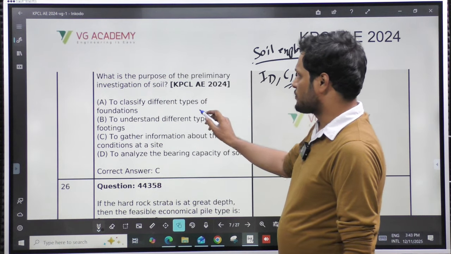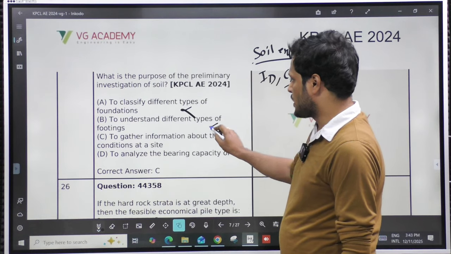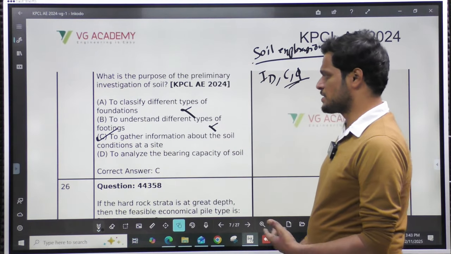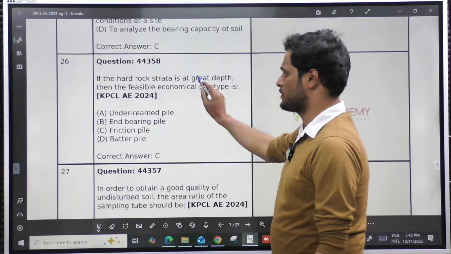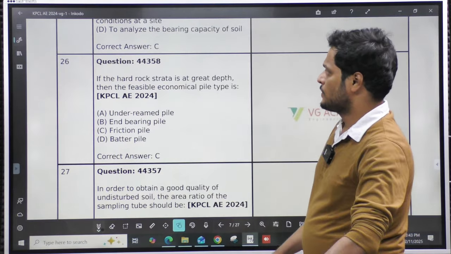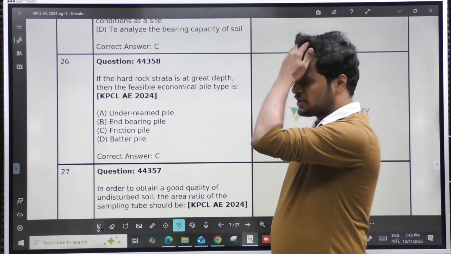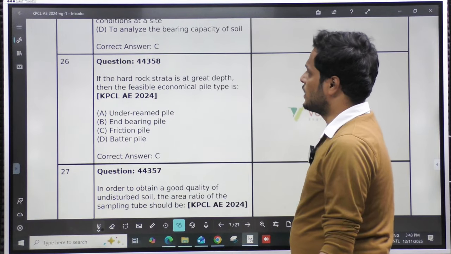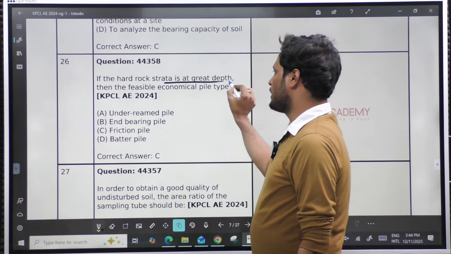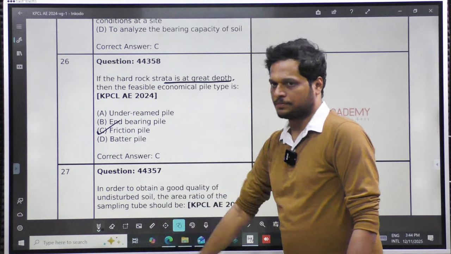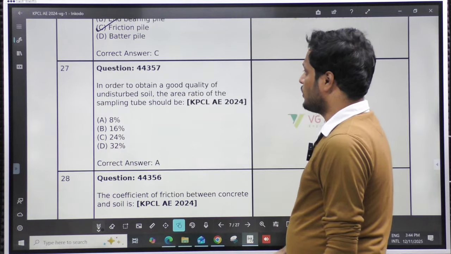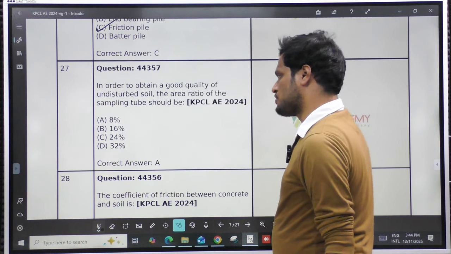So why do we collect this? To classify different types of foundation, to understand different types of footing, to gather information about the soil condition at the site. Majorly we take through split spoon and piston samplers. High quality samples will come through pistons. Split spoon is generally for more disturbed soils. If the hard rock strata is at greater depth, then the feasible economical pile will be friction piles. In order to obtain a good quality undisturbed sample, the area ratio of the sampler should be 8%.